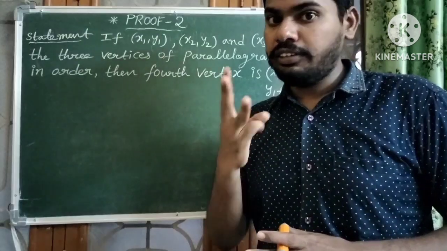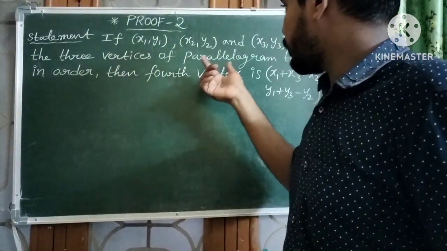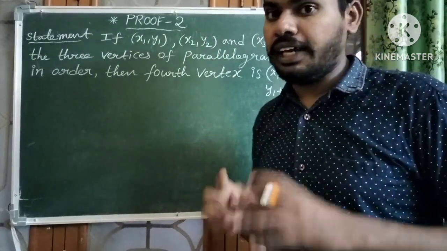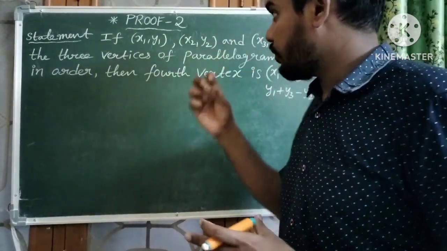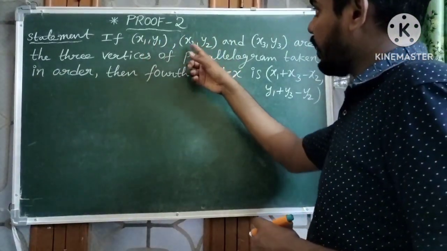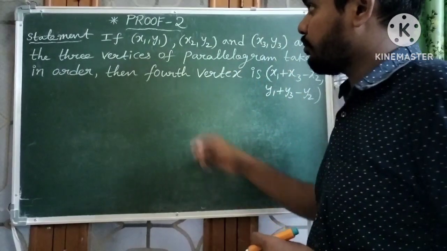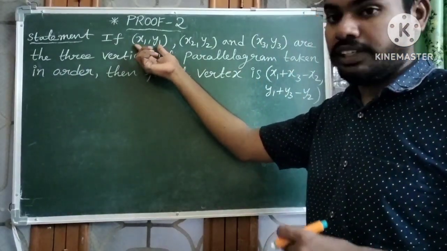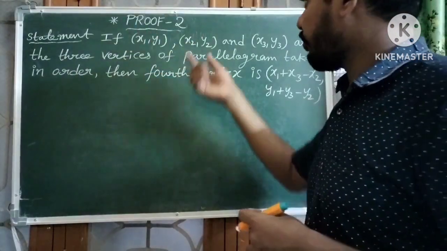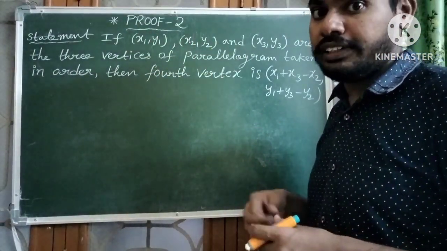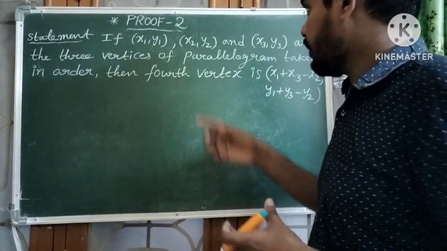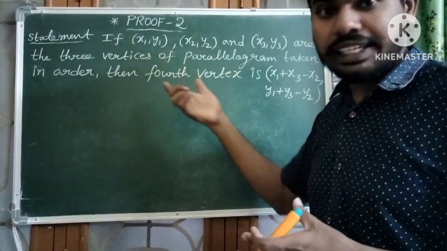So a parallelogram is a quadrilateral. Generally a parallelogram has four vertices, and you are already given three vertices. What are they? x1 y1, x2 y2, x3 y3. Here x1 y1 are the coordinates of vertex A, x2 y2 are the coordinates of vertex B, x3 y3 are the coordinates of vertex C. So all vertices are taken in order.